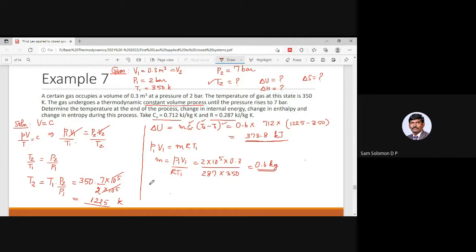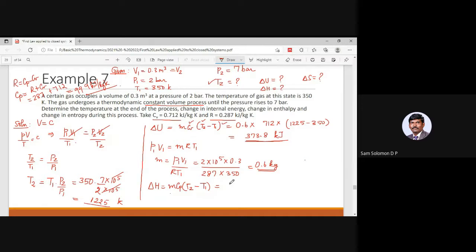Similarly, you can calculate delta H, which is m Cp into T2 minus T1. Can anyone help me get the value of Cp? How will you get the value of Cp? R is equal to Cp minus Cv. Very good. So Cp is going to be R plus Cv. So 287 plus 712. So how much do we get? 2 plus 7 is 9, 8 plus 1 is 9, 999.